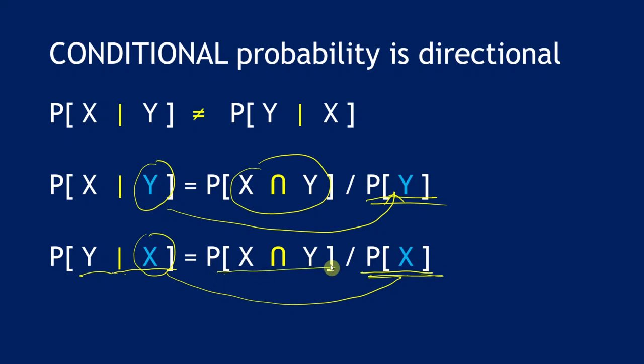The numerator is still the intersection, X intersection Y. Okay, so that's the overlap, that little region of 4 is this intersection, but the denominator will change depending on what's your sample space over here. It will change depending on your condition. So this is your condition.